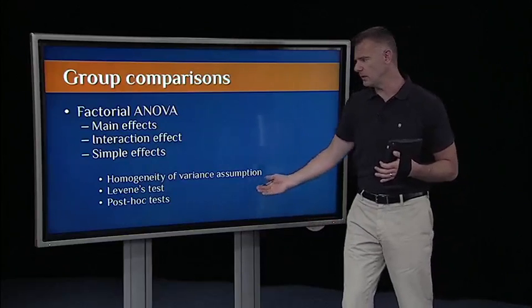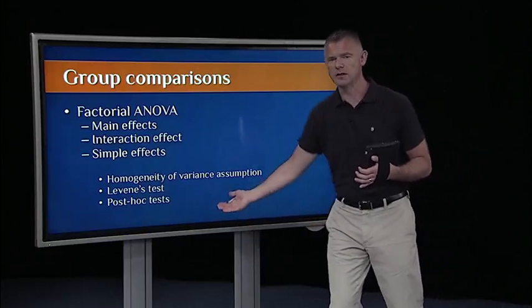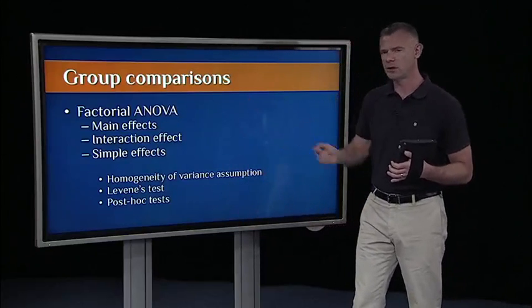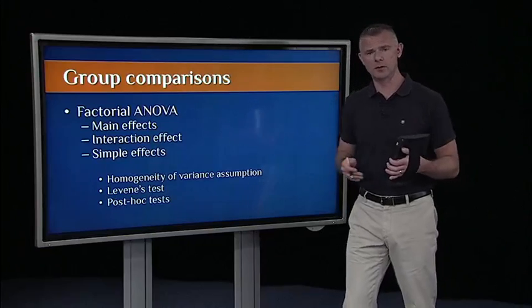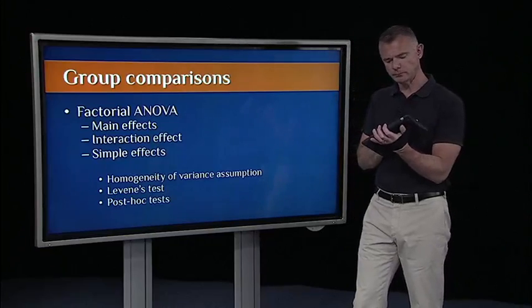Again, we still had the homogeneity of variance assumption. We tested it with Levene's. And again, we still had to deal with post hoc tests if we were concerned with main effects that had 3 or more levels on that independent variable.